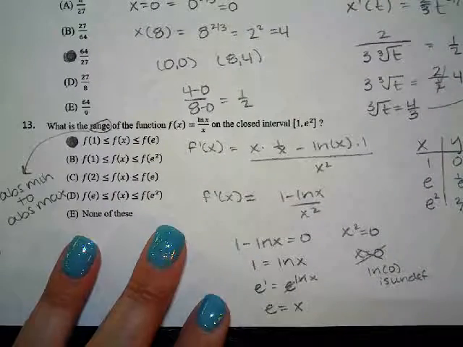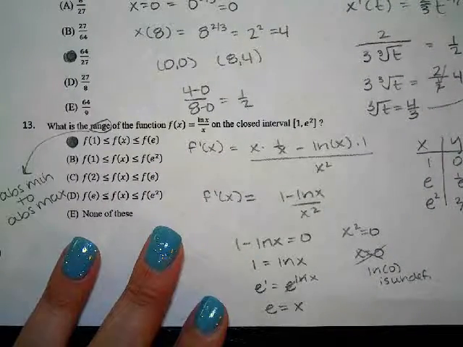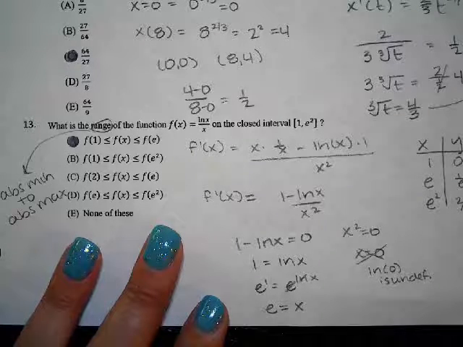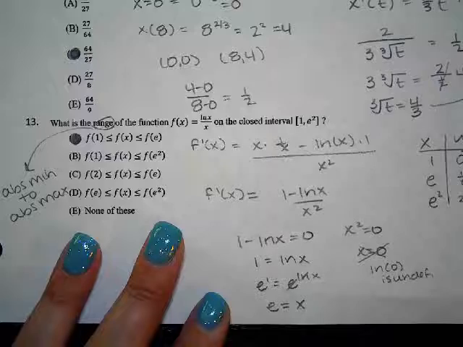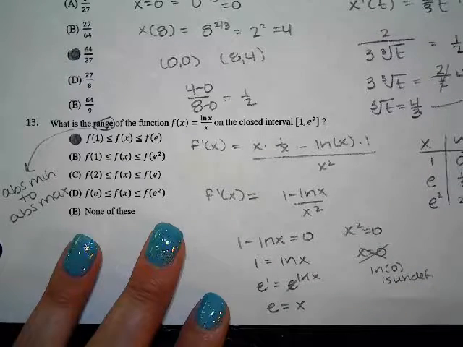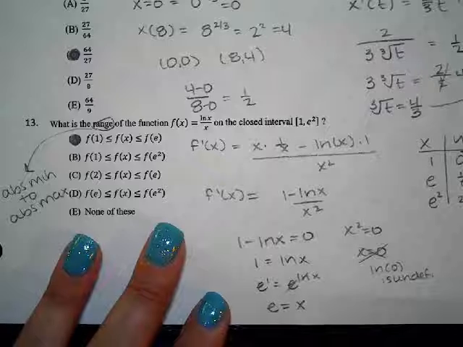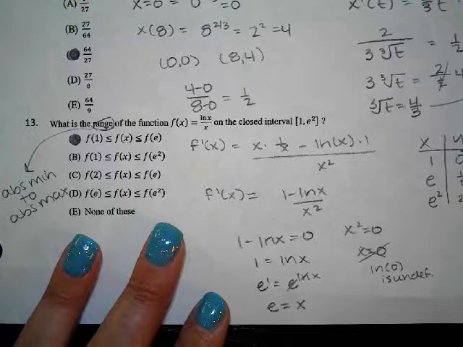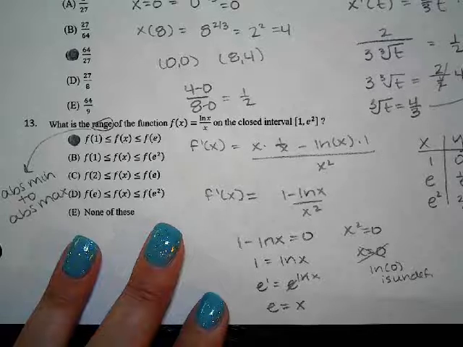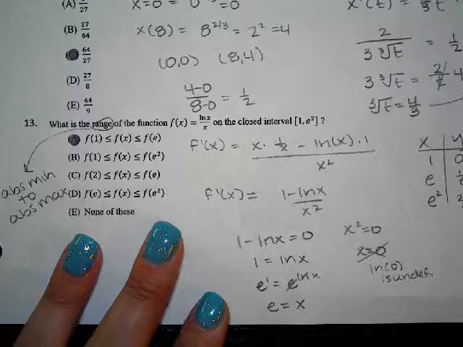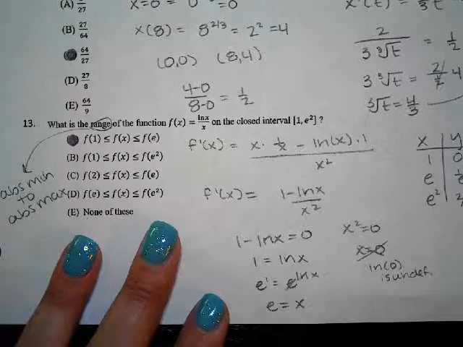All right, so it says, what is the range of the function? So what I did is I wanted to see if I was looking for the range, I knew that the extreme value theorem would be helpful because it could help me figure out what my absolute min is and my absolute max. If I know my absolute min and my absolute max, then I know what my range is. Does that make sense? So using the extreme value theorem, I need to know what my critical points are, and I already have my endpoints, okay?